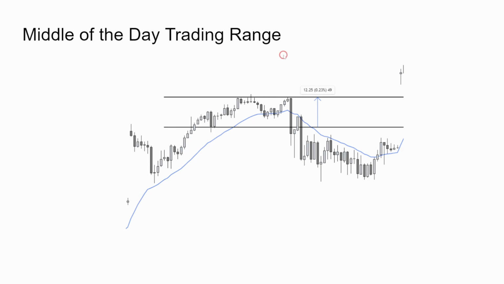Middle of the day trading range. Here we can see this was a recent day, it's the 6th and the 7th. Market has a gap up, sells off to the EMA, and trends a little bit higher until about 8 a.m. PST, all the way up to around 10:30 a.m.